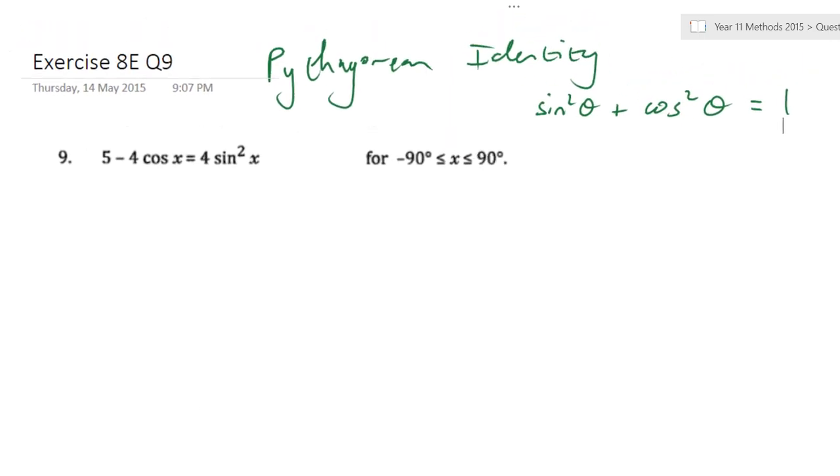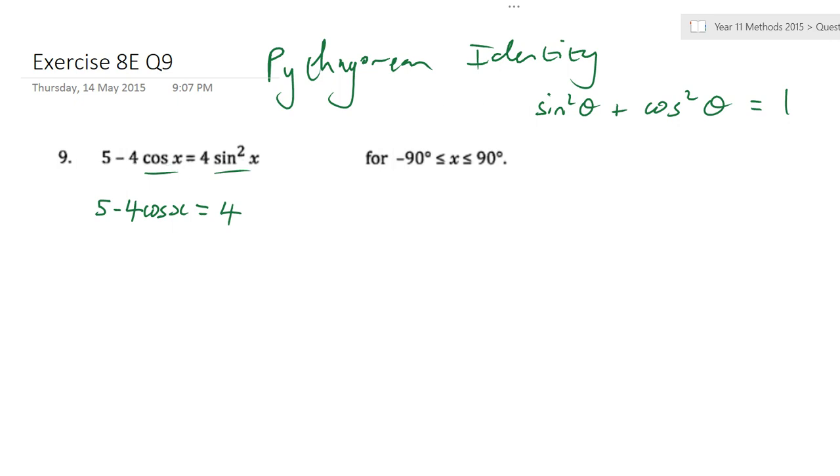Okay, right. So in this question, you've got a cos and you've got a sine squared. As soon as I see something like that, I don't really want to play around with it too much to start with. I want to try and get everything in terms of one function. So I'm going to try and get everything in terms of cos. So I'll leave the left-hand side alone, and on the right-hand side, I'm going to do a little substitution.